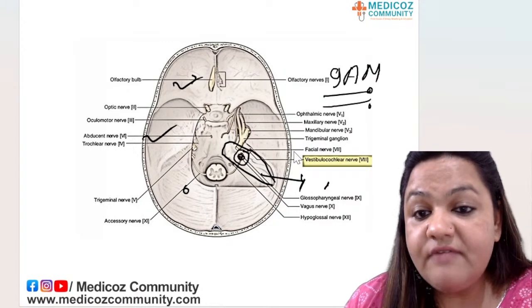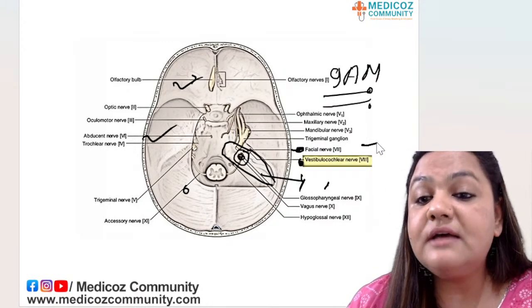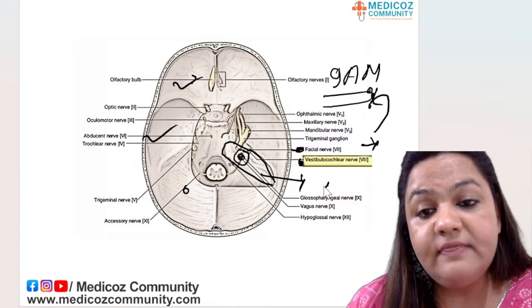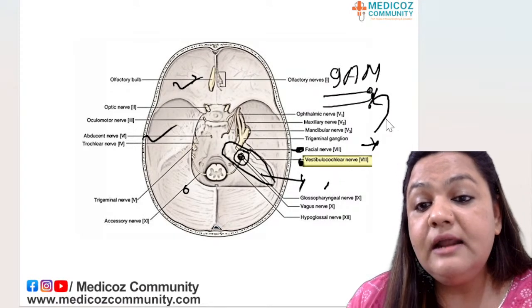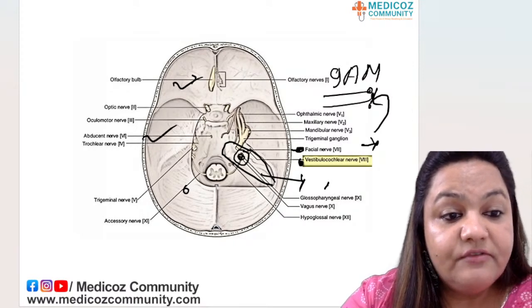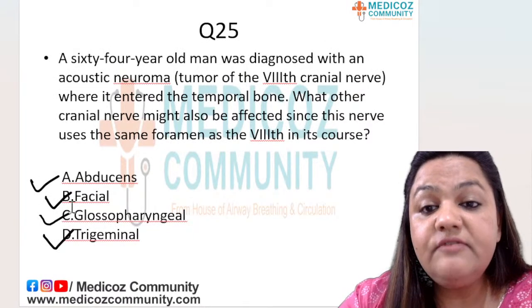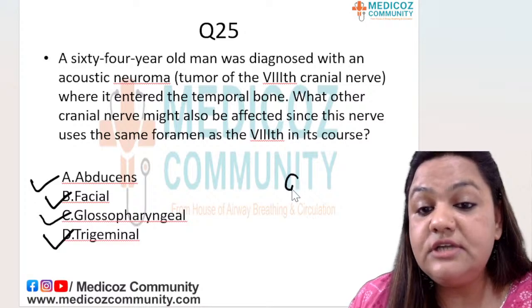So we have the answer here. The facial nerve, along with the vestibulocochlear nerve, passes through the internal acoustic meatus in the temporal bone, and then proceeds on its own course to distribute to the target areas. The answer is the facial nerve. It passes along with the vestibulocochlear nerve through the internal acoustic meatus.